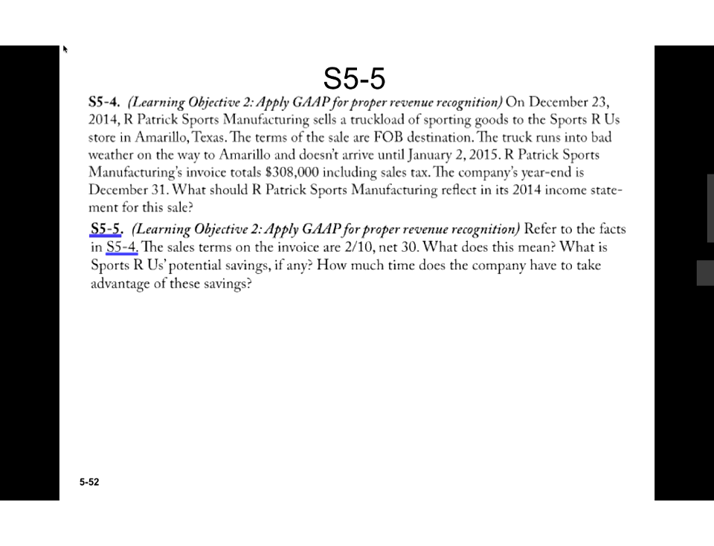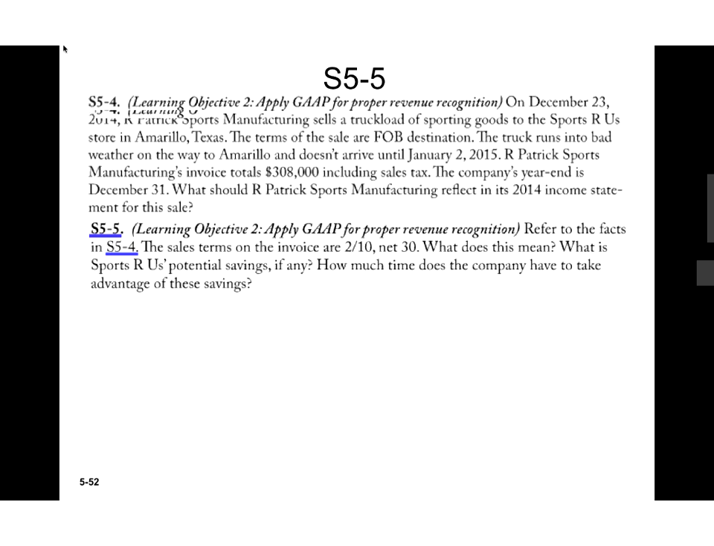So for exercise 5.4, it's asking what would Patrick Sports reflect on its 2014 income statement. It's going to reflect 0 for sales for this transaction because it doesn't arrive till January 2nd. It's FOB destination, so it is not sold until it reaches the destination. Okay, so that's 5.4.